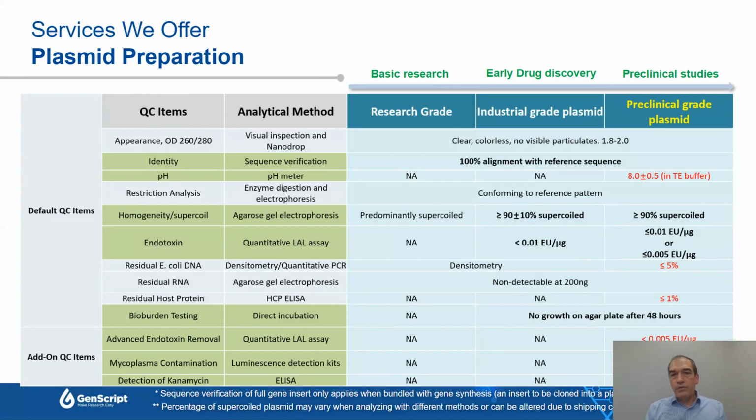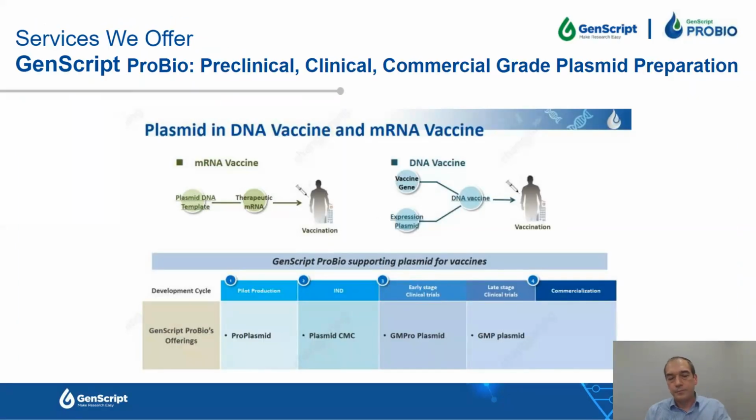So going a little bit more into detail about the plasmid preparation services we offer. I'm not going to go over this data. I'm just going to point out that we have several different grades of service. We have service types for research grade, for basic research, industrial grade for early drug discovery, and preclinical grade for preclinical studies. And those vary based on the quantities we produce, the quality of the purification, and parameters we test in QC. And of course, all of this can be customized for your needs.